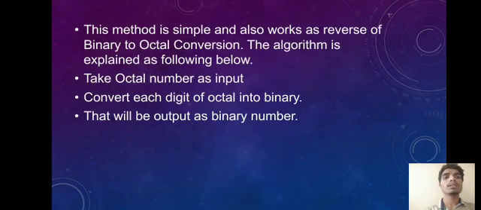This method is simple and also works as the reverse of binary to octal conversion. The algorithm is explained as follows. Take the octal number as input, convert each digit of octal into binary, and that will be the output binary number.